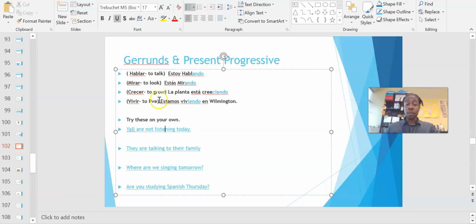So we're going to work with these and hopefully see them in a couple of pictures as well. Hablar, if I want to make it a gerund, it's going to be hablando, mirar, mirando, crecer, creciendo. It should be creciendo, like crescendo. Vivir is viviendo. So let's go ahead and try these.